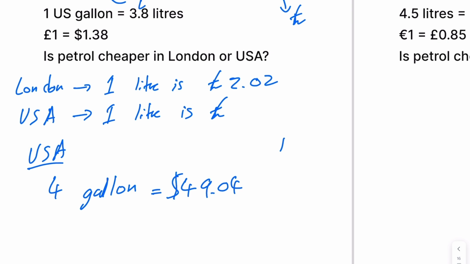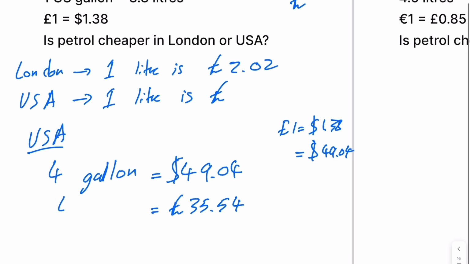So we know that £1 is 1.38, and this is in dollars. So how do you go from 49.04 to 1.38? Well, you multiply each side by 35.54. So I know that in pounds, rounded, this is £35 and 54 pence.